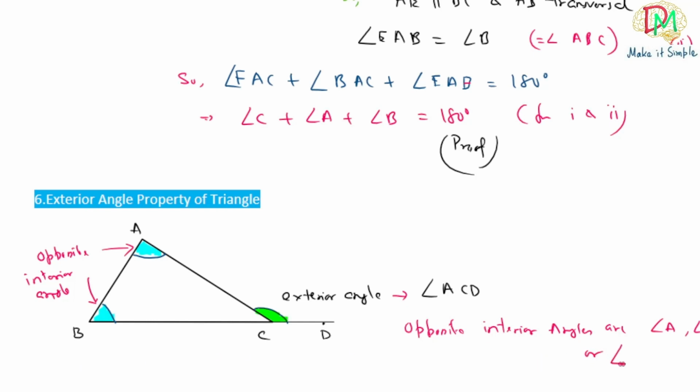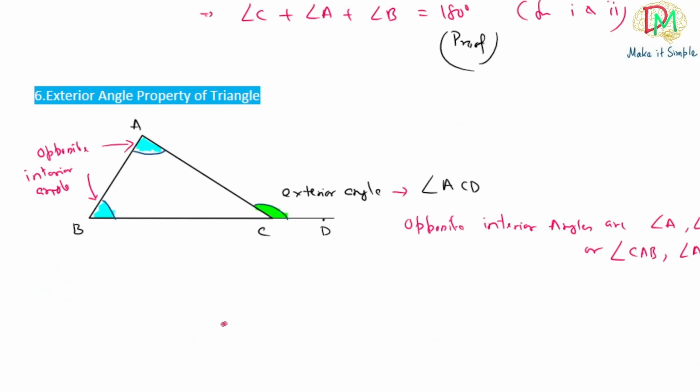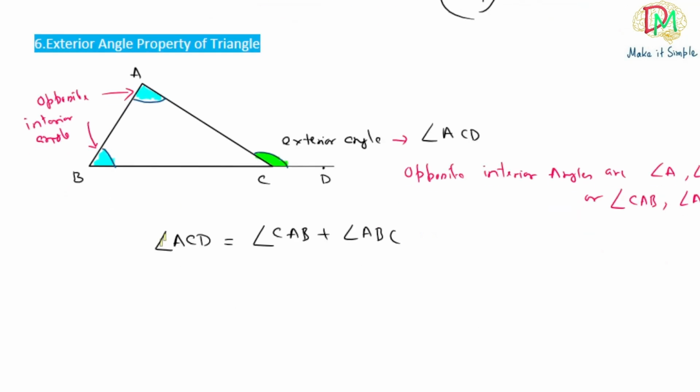or angle CAB and angle ABC. So from this exterior angle property of the triangle theorem, we can write exterior angle ACD is equal to the sum of the opposite interior angles, that is angle CAB plus angle ABC. Okay. Now we learn the proof. This is the theorem.